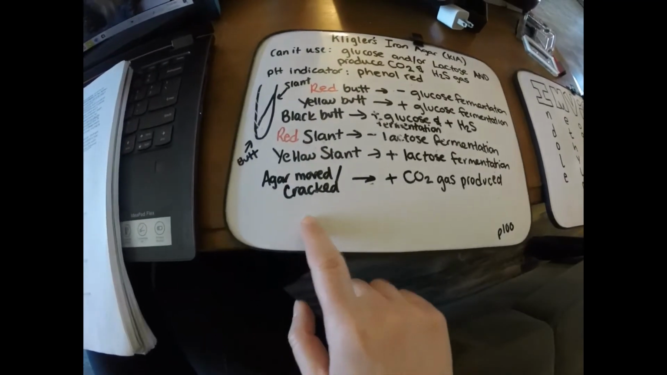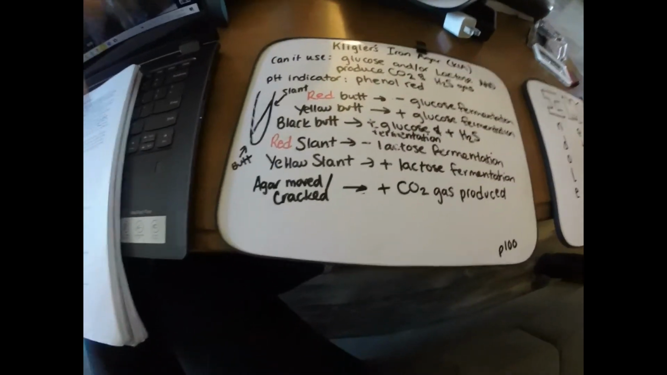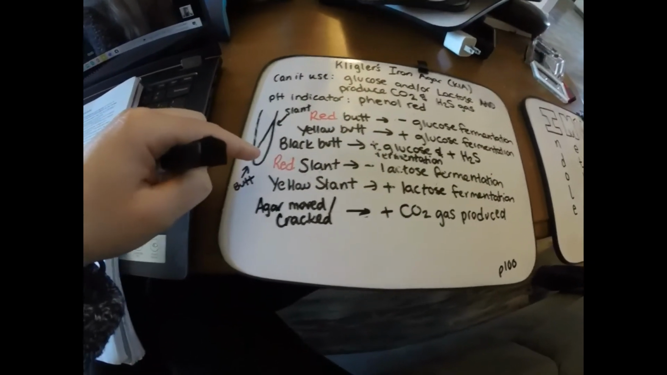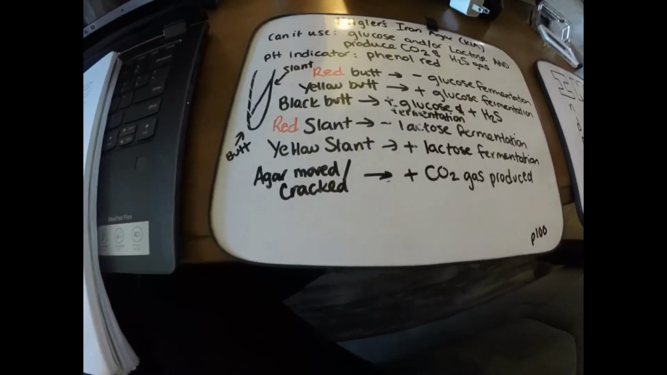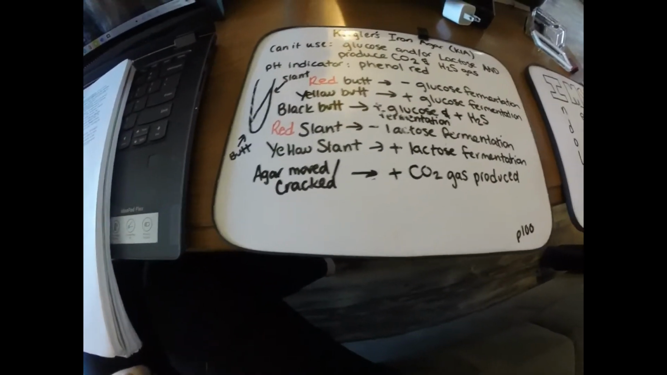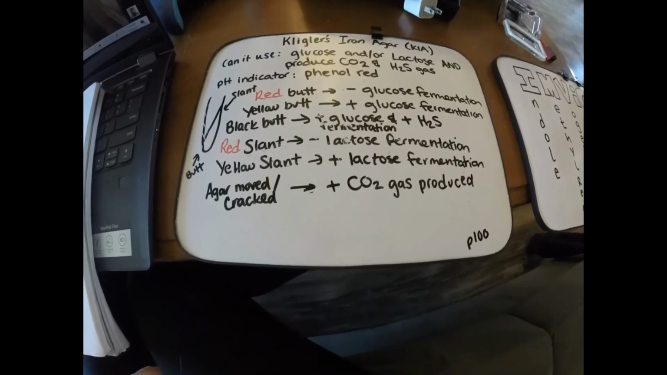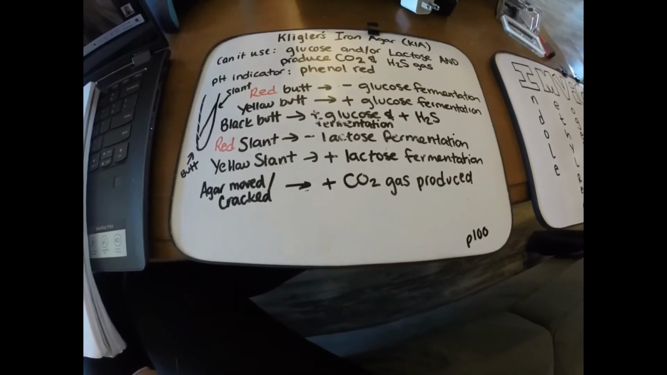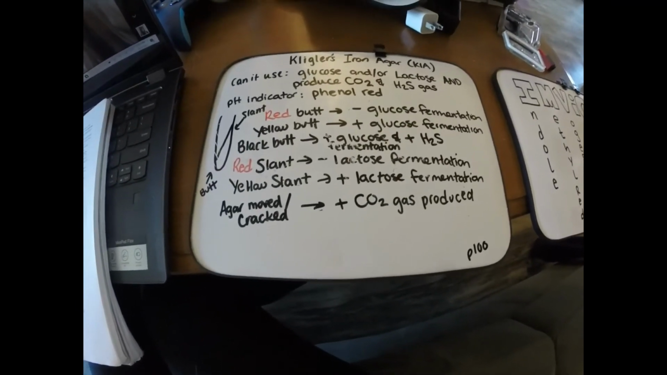So when I'm talking about this, what you'll see is that the agar is actually moved up. So there might be even like an empty space in this bottom of this tube here. There'll be cracking in the agar. It's pretty obvious when you see it. So that is all the tests that we have for exercise 9.